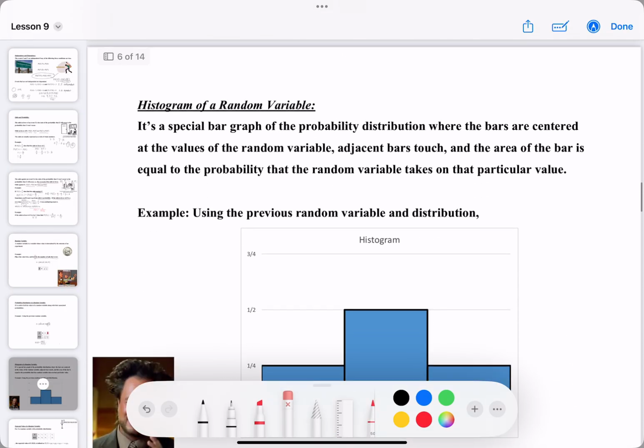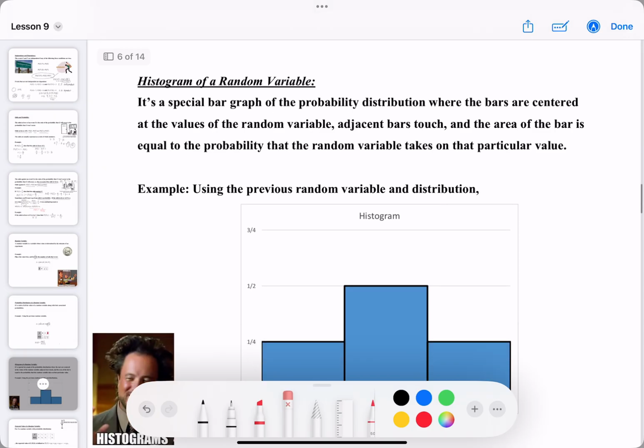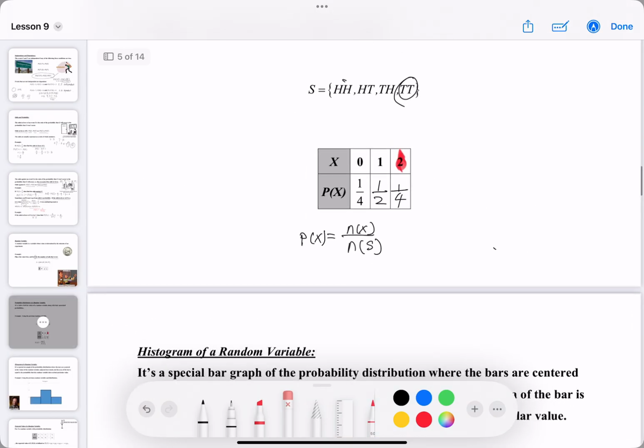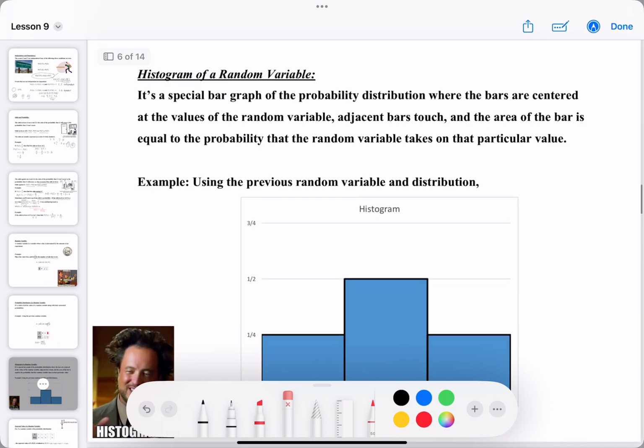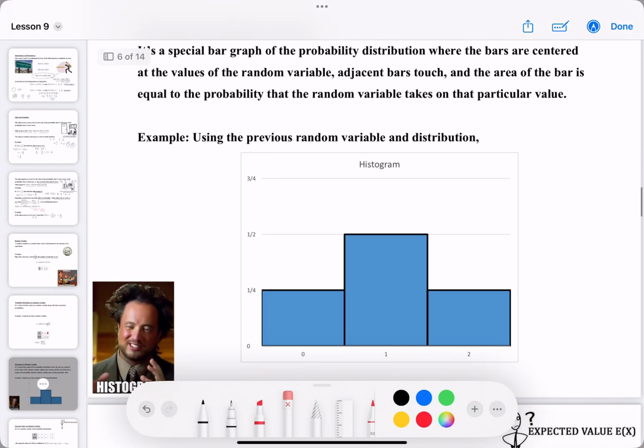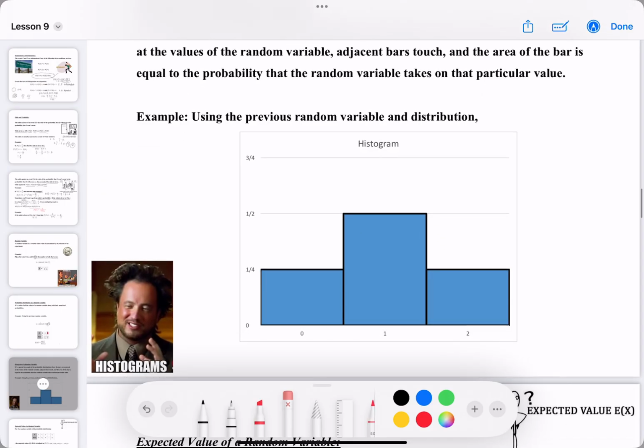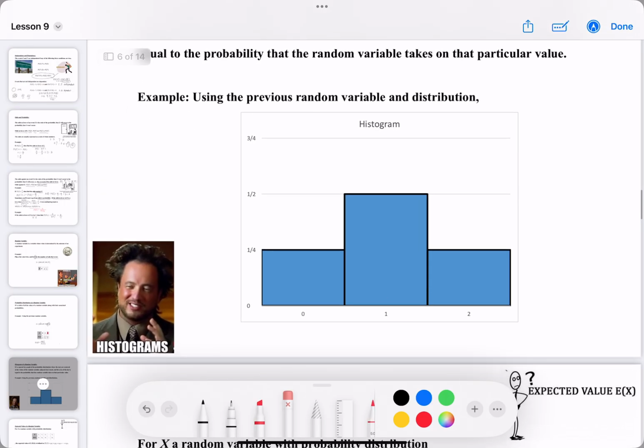Let's see. Histogram of a random variable. I don't have to use a table; I can also use a histogram. It's a special bar graph of the probability distribution where the bars are centered at the value of the random variable. Adjacent bars touch, and the area of the bar is equal to the probability that the random variable takes on that particular value. So, convert the table to the histogram.